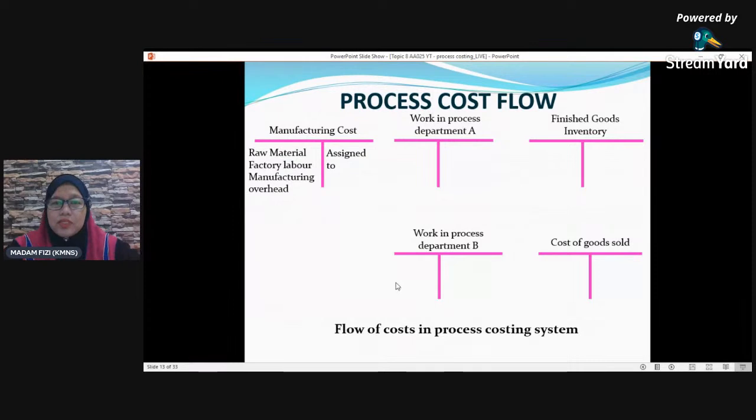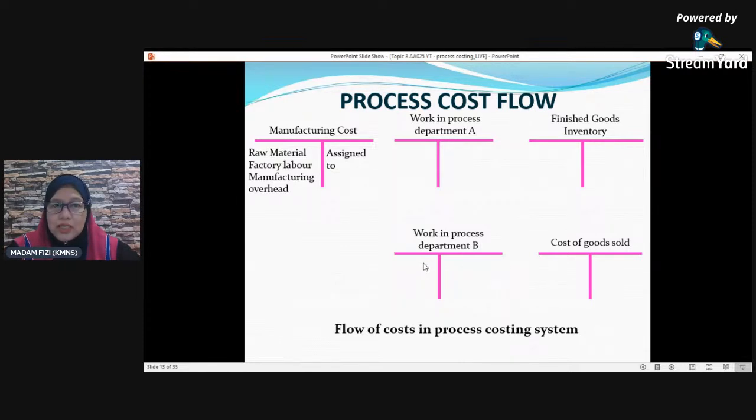Okay, this is the process cost flow. Kenapa saya nak tunjukkan awak the process cost flow? Because I want you to really understand the flow. Kalau tidak nanti awak akan pening. Ya, sekejap ada department A, sekejap ada department B. So you have to understand first.